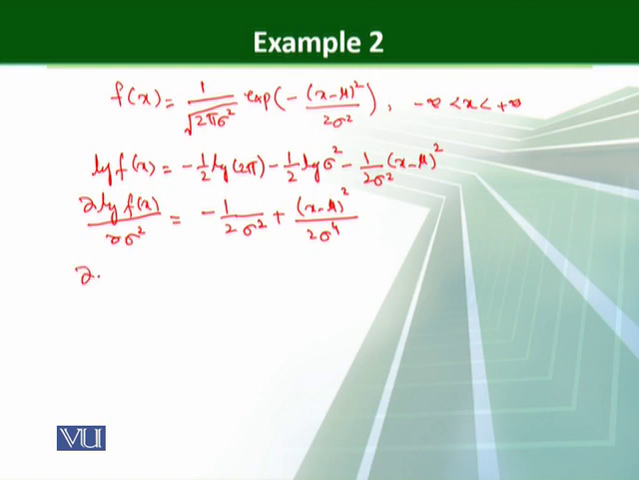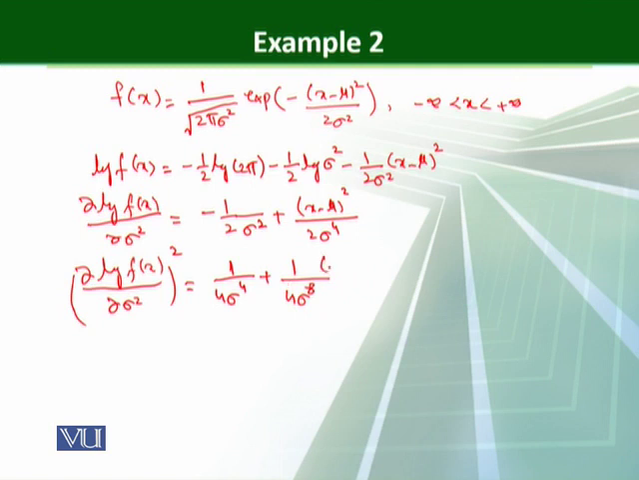we use the criterion: the partial derivative of log f of x with respect to sigma square, whole square. You take the square of it, and when we take the square on this side, we square the right side as well, and that will be 1 over 4 sigma raised to power 4 plus 1 over 4 sigma raised to power 8 into (x minus mu) raised to power 4 minus 1 over 2 sigma raised to power 6 into (x minus mu) square.